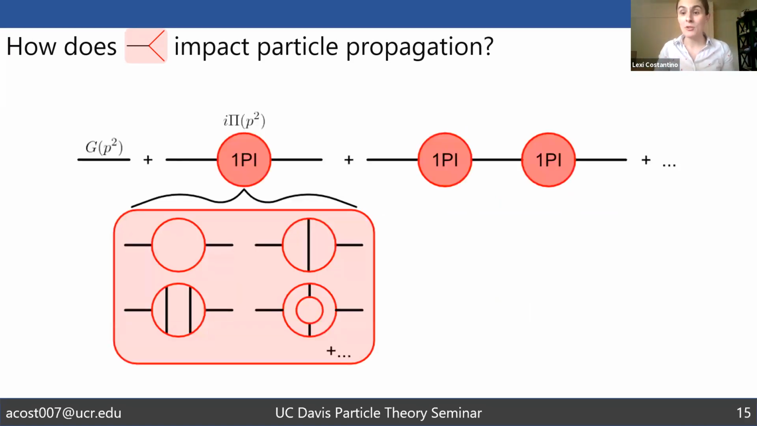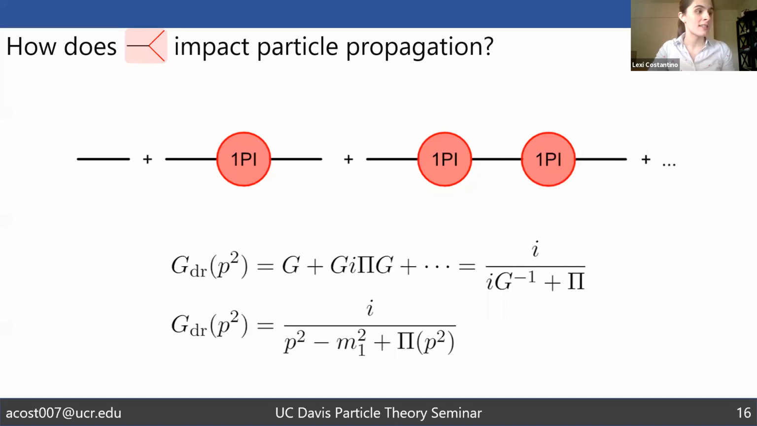And so the way that you may have learned to do this is that these corrections are given by various 1PI insertions. So this 1PI is a sum of these one particle irreducible diagrams. I've shown a few here. And this pi in this context is called the self energy. And so I've written this suggestively as a series. Typically in 4D, what you do is you write out all the terms. You have G, which is here, then G pi G, which is here, and so on. You sum it up and you get something that looks like this.